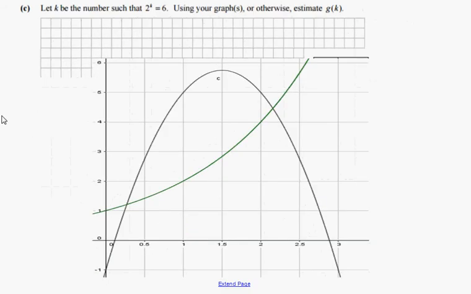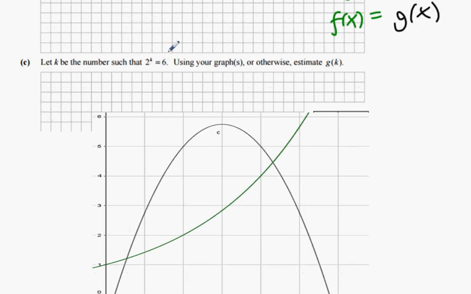Okay. Then the next one is: let k be a random number such that 2 to the power of k equals 6. Use your graphs or otherwise to estimate a value of k. Now, the problem with this one is, did we draw anything similar to 2 to the power of k? We drew 2 to the power of x, didn't we? So when does the green line equal 6, is what we're asking. 2 to the power of x is roughly the same as 2 to the power of k. 2 to the power of x can be represented as f of x. When does f of x equal 6?